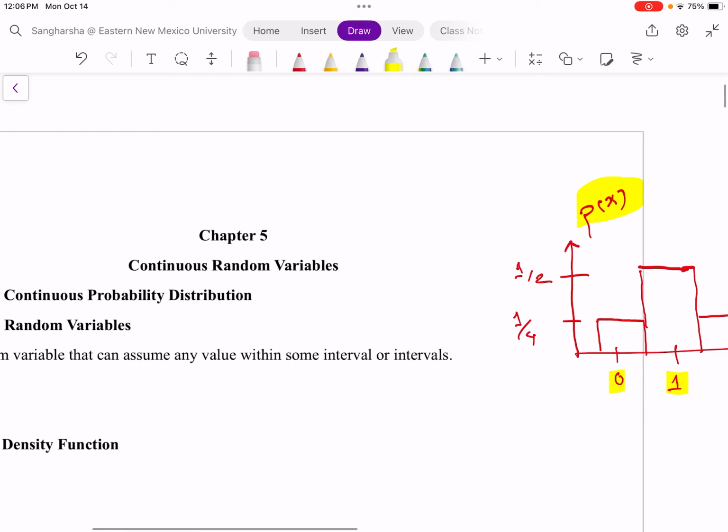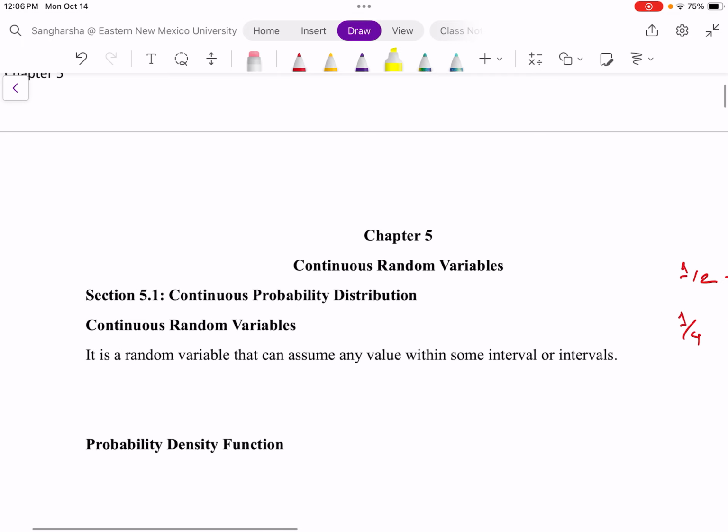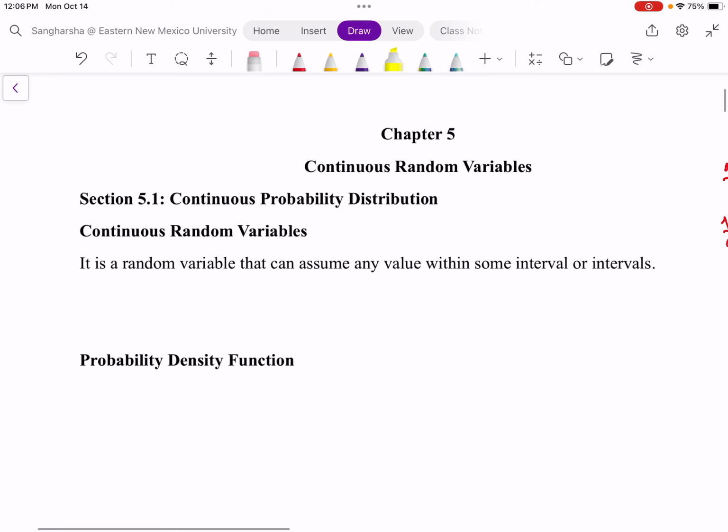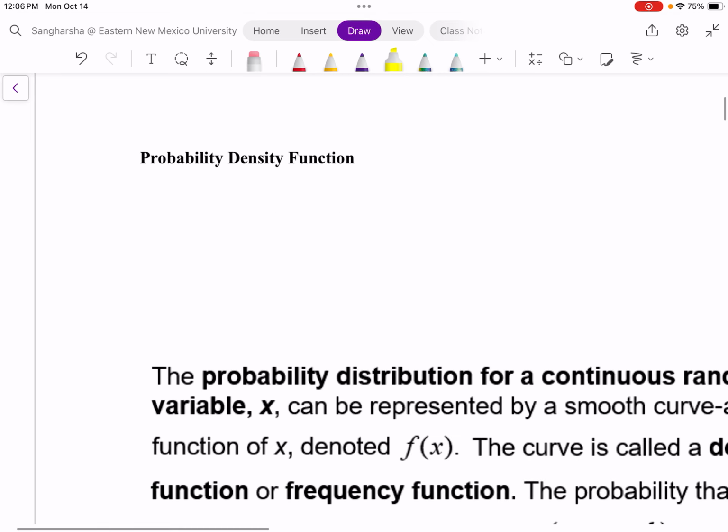Now here we'll be talking about the continuous random variable. This continuous random variable can assume any value within some interval or within some intervals. So we can't make a list of the values that the random variable takes. It can take any number. Those types of random variables are continuous random variables, and to represent a continuous random variable we use a graph.